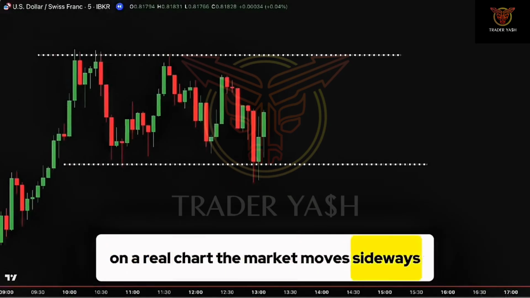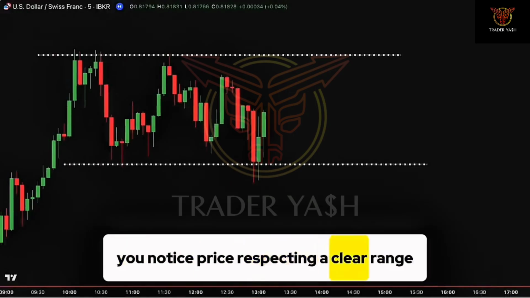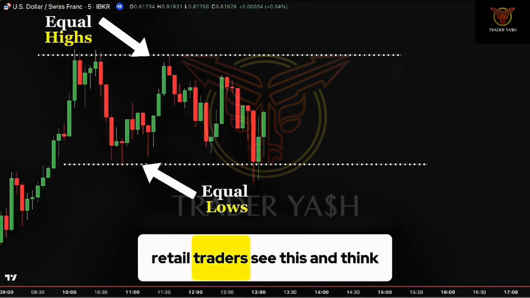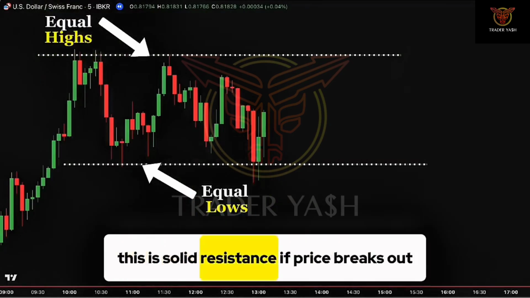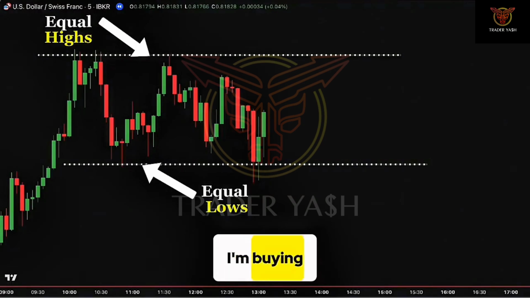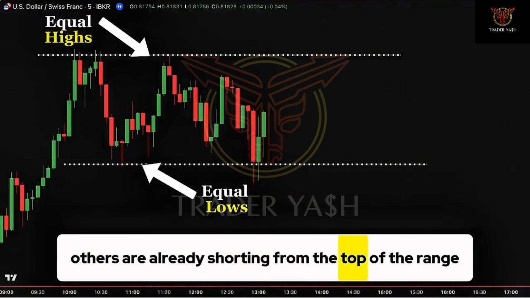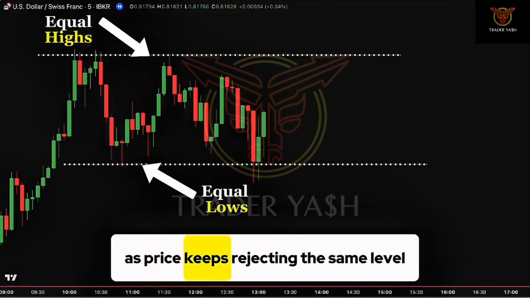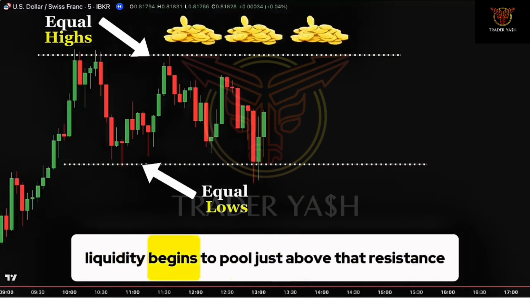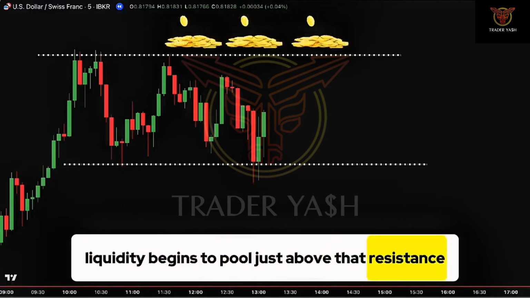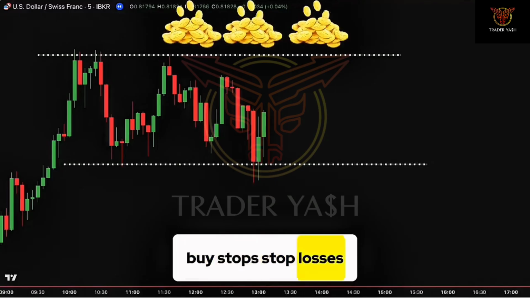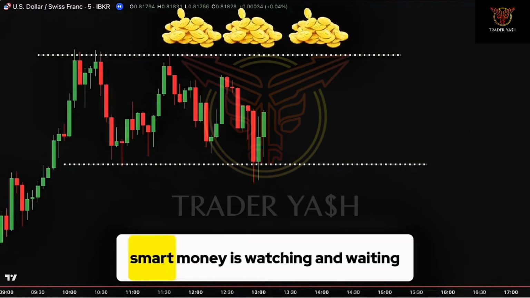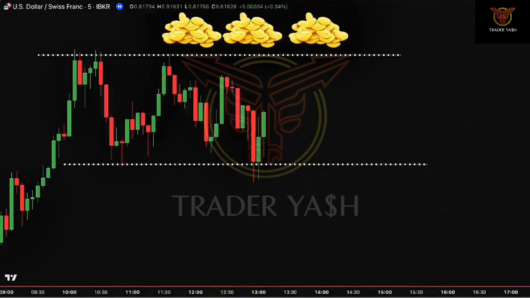The market moves sideways. You notice price respecting a clear range, bouncing between the same highs and lows. Retail traders see this and think, this is solid resistance. If price breaks out, I'm buying. Others are already shorting from the top of the range, with stop losses just above the highs. As price keeps rejecting the same level, liquidity begins to pool just above that resistance. Buy stops, stop losses, pending orders, all stacking up. Smart money is watching and waiting.